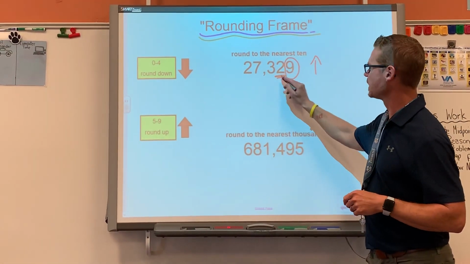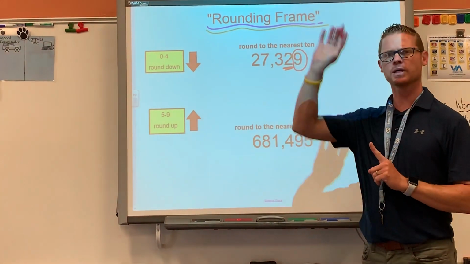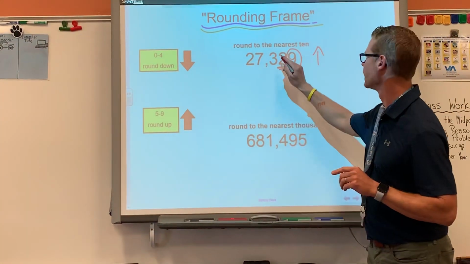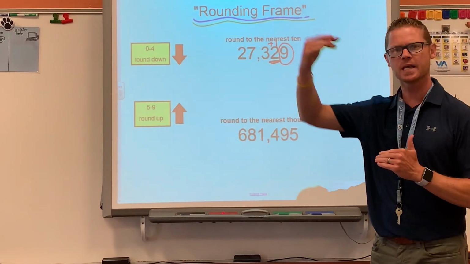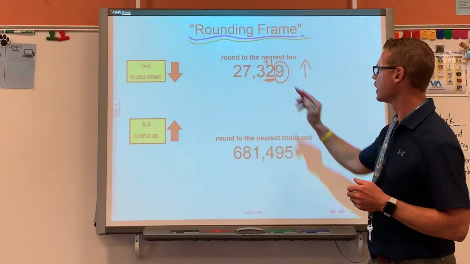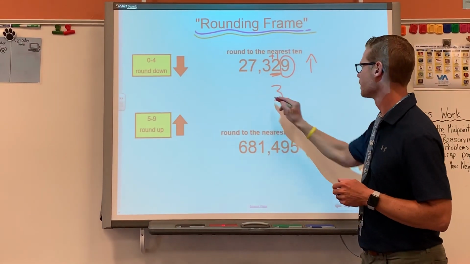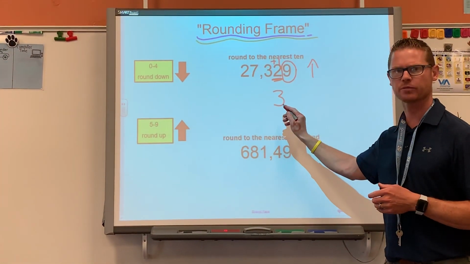Now, looking at my tens place, I have a 2. We're going to round it up. So we're going to put a +1 above the tens place because we're rounding to the next tens place. And I know 2 plus 1 is 3. So my new tens place is a 3.